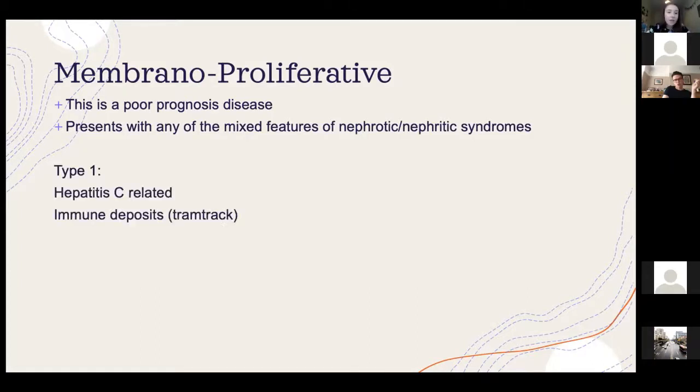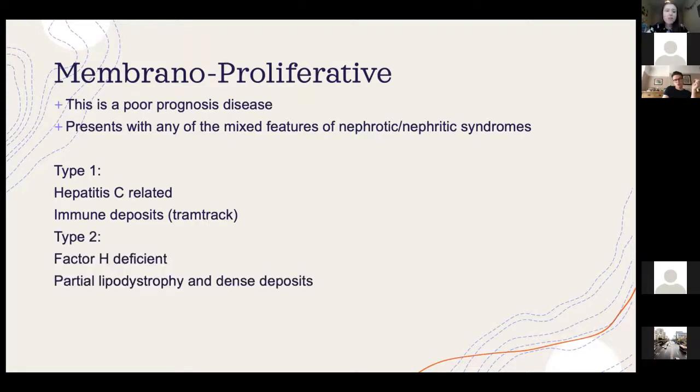And there are 3 different types of membrano-proliferative, and it's quite complicated, so I didn't want to get too bogged down in all the details and end up quite confusing. So type 1 is hepatitis C related, and the typical features on renal biopsy and immunofluorescence are immune deposits that look like a tram track. Type 2 is factor H deficient, and that's usually the underlying cause. And what you'll see is partial lipodystrophy and dense deposits on the biopsy.